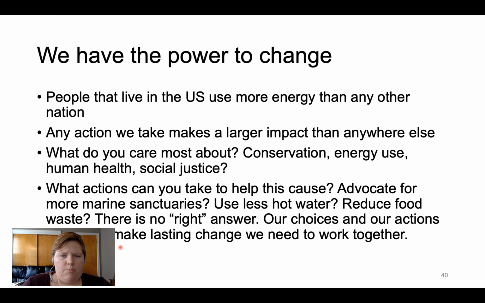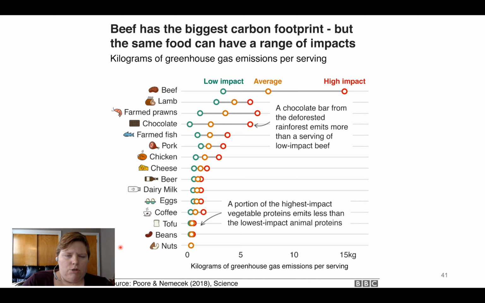The actions we take individually are important. So here's a couple examples. So if you think about the trophic levels we were in, different types of food take a different amount of energy to produce. So things like beef and lamb, because they eat a lot of plants, it takes a lot of energy to produce the calories that we get from beef and meat, chicken, things like that. So if you're worried about energy use and CO2, changing what you eat and how often you eat certain things can have a big impact.